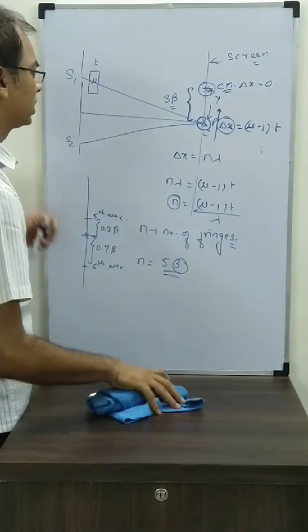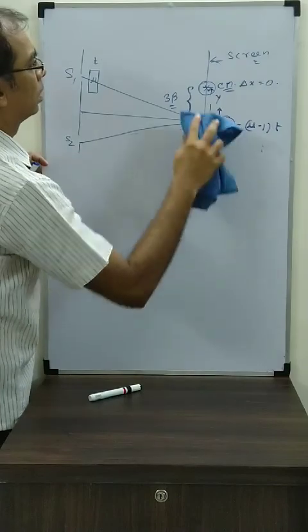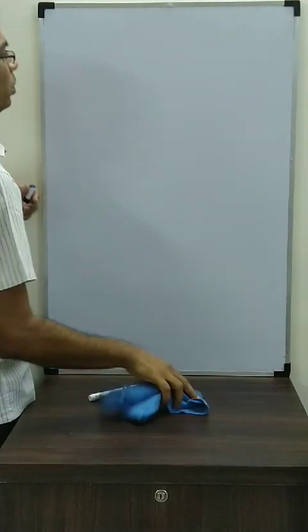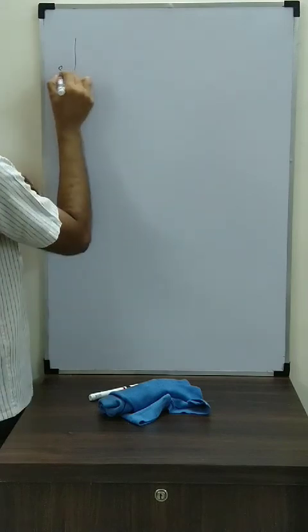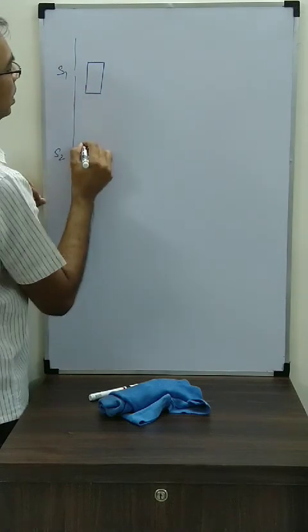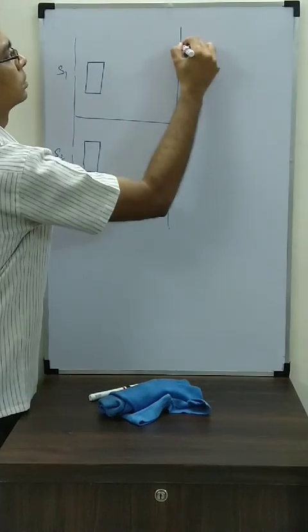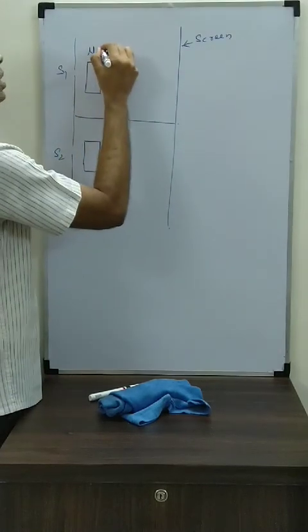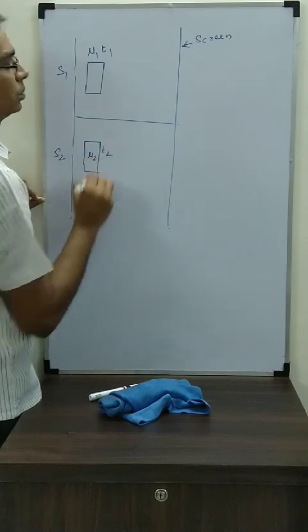Let's see further what else we can do with this slab. So see then, if I am going to introduce 2 slabs, one for the upper slit and one for the lower slit. These are the 2 sources again. Here is one slab and here is the other one, and here is the screen. Let's say the refractive index is mu1 and thickness is t1, and here is mu2 and t2.